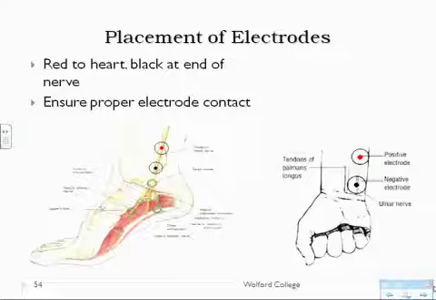Placement of electrodes is always red closest to the heart. That's how I remember it. Red is where the heart's at. So always the probe should be placed with the red going toward where the heart is closest to it. Okay, so you put the red here and the black out here. Red here, black out here. So it's always away from the patient.